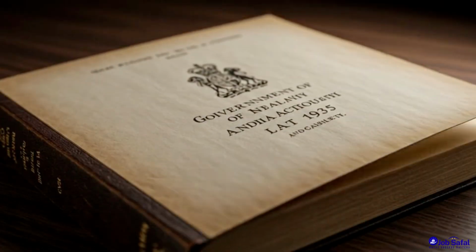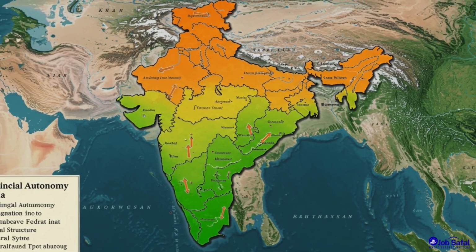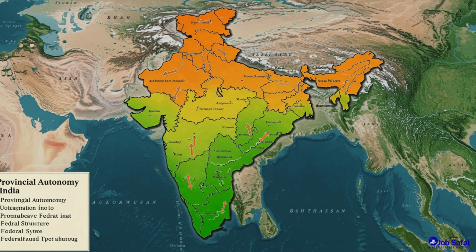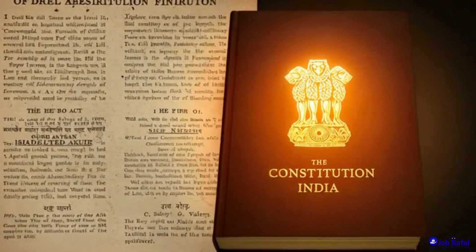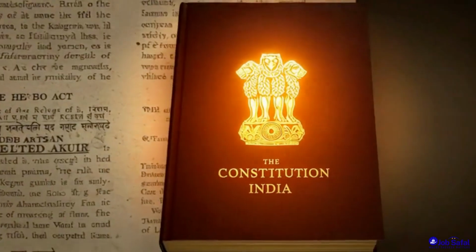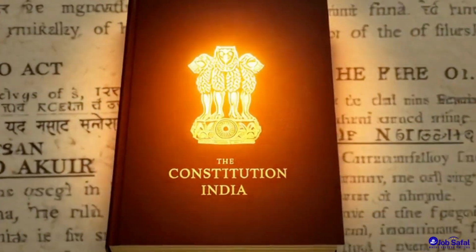Then came the Government of India Act 1935, the most comprehensive law before independence. It introduced provincial autonomy, a federal structure, and diarchy at the center, though never implemented. Most importantly, it became the blueprint of the Indian Constitution adopted in 1950.